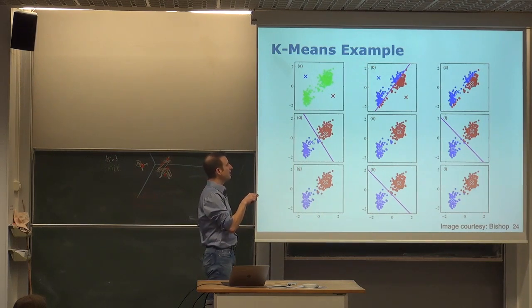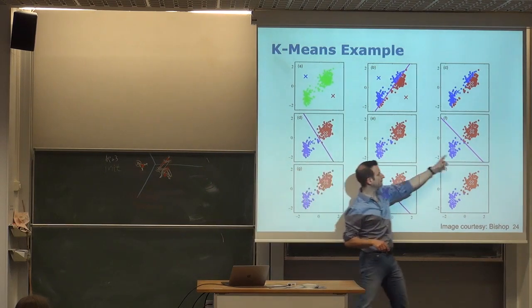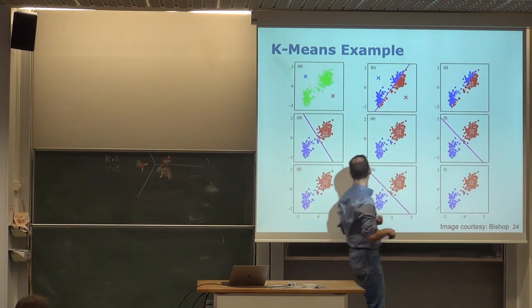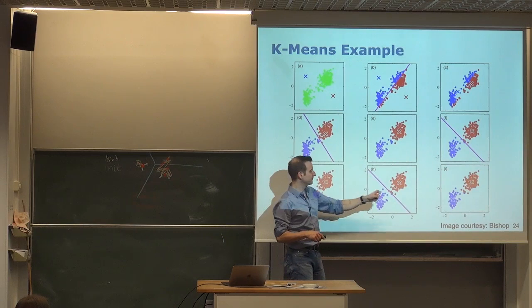I make the assignment. Everything which is close to the blue one gets blue. Everything which is closer to the red one gets red. So my partition of the space now looks like this. Then I recompute the mean, so this one will move down here, and this one will move a little bit up here, so that I get this result. Again, compute my separating function, recompute the mean, recompute the function.